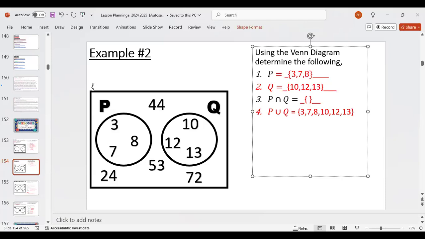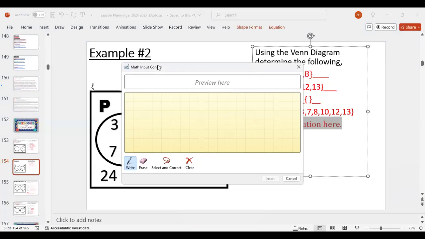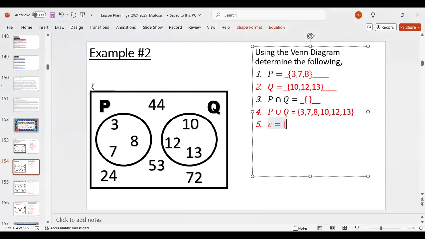We are missing the complement now, right? So let's do the complement. The universal set is epsilon. Jeremiah Johnson, are you there? Yes, sir. Tell me what's going to be in my universal set.